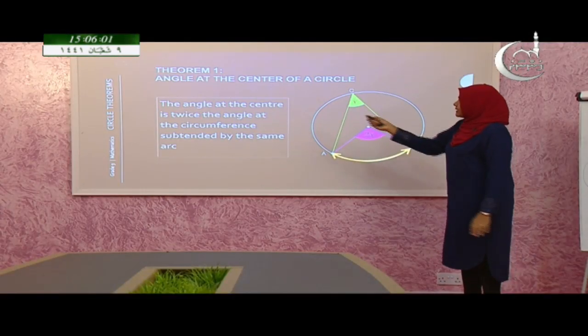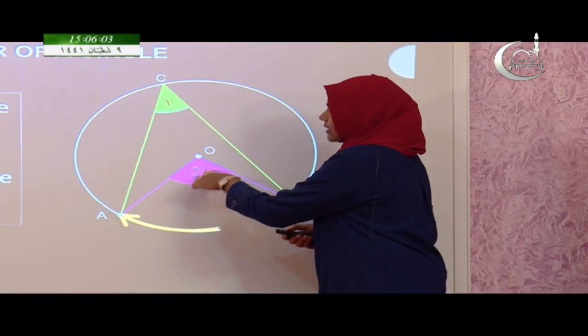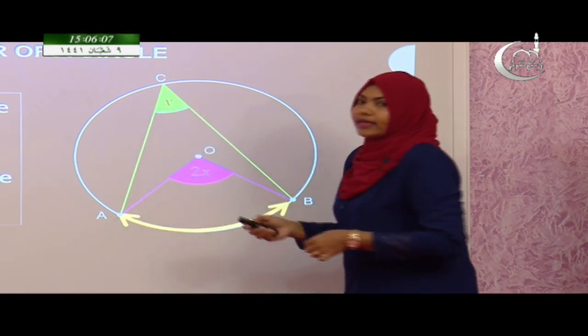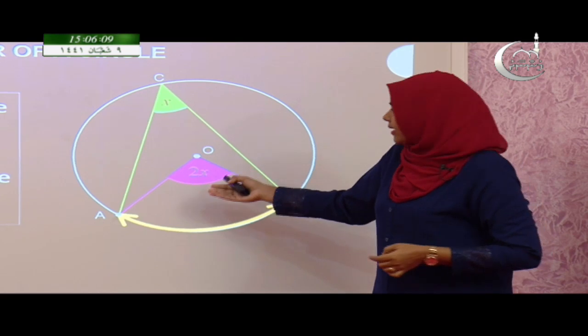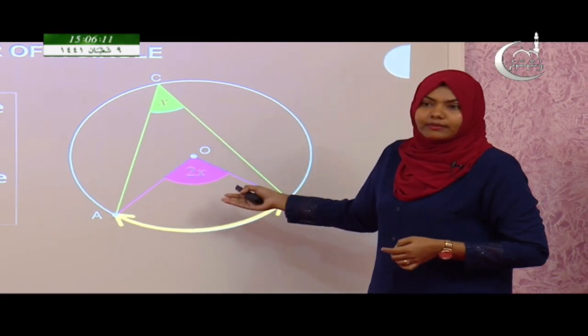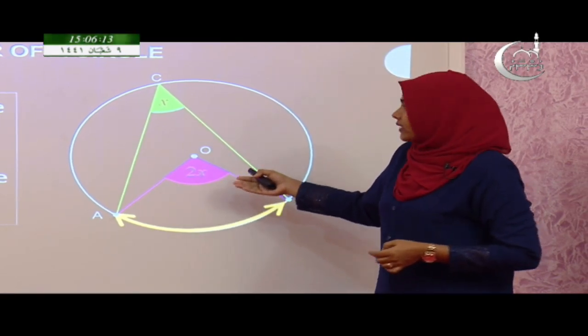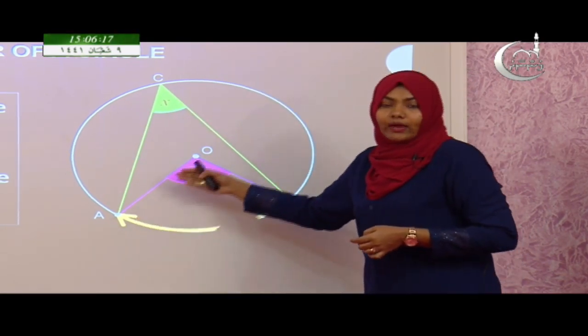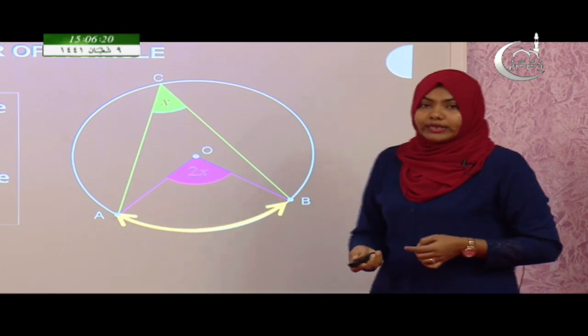So it is always twice. That means the center angle will be times 2. For example, if x is 20, what will be angle AOB according to this theorem? It will be 40. If angle ACB is 20, the angle AOB will be 40.